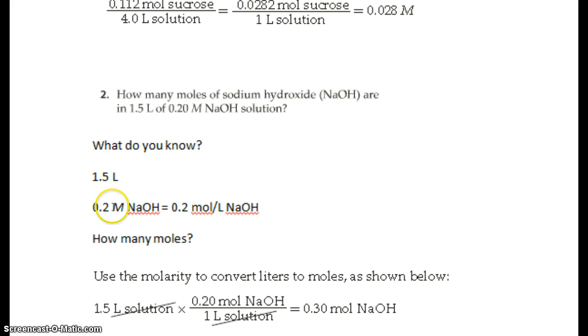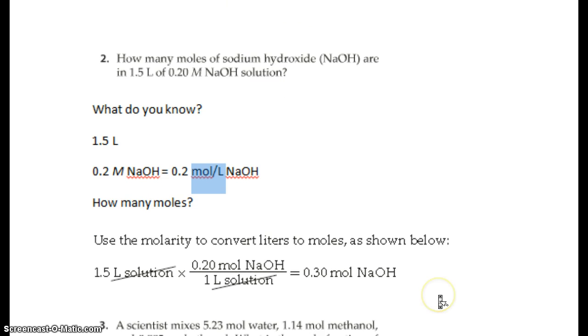So a big hint in this is when they give you the capital italicized M for a unit, I always rewrite it as moles per liter so that I have in my head that, okay, that's really what I have. I have moles and I have liters. And then, of course, your answer is 0.3 moles NaOH.